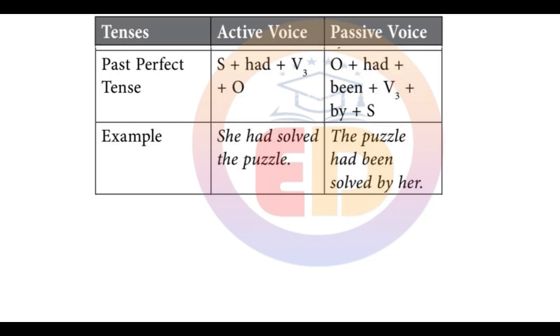Now the past perfect tense construction is subject plus had plus past participle third form of verb plus object, and in the passive voice it will become object plus had plus been, past participle form third form of verb followed by by and the subject. Let's understand this through an example. She had solved the puzzle.